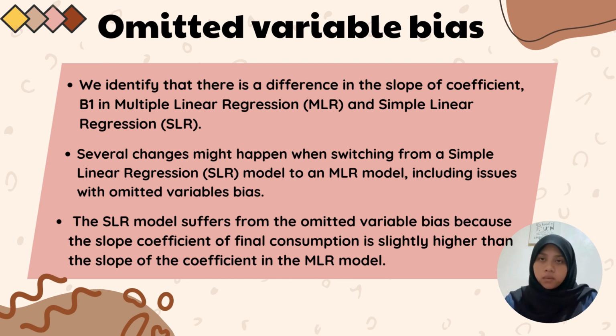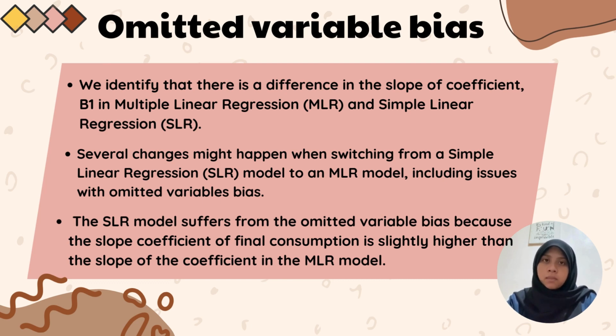As we noticed from the above analysis, there is a difference in the slope coefficient of final consumption, which is B1, in the multiple linear regression and the simple linear regression model. Once the model is multiple linear regression, the slope coefficient might be different from the simple linear regression model, because in the multiple linear regression model there are additional independent variables, X2 and X3, that allow for a more detailed analysis of the relationship between GDP as the dependent variable and each of the explanatory variables, where final consumption is X1, net trade is X2, and change in inventory is X3. However, several changes might happen when switching from the simple linear regression model to the multiple linear regression model, including the issue of omitted variable bias.